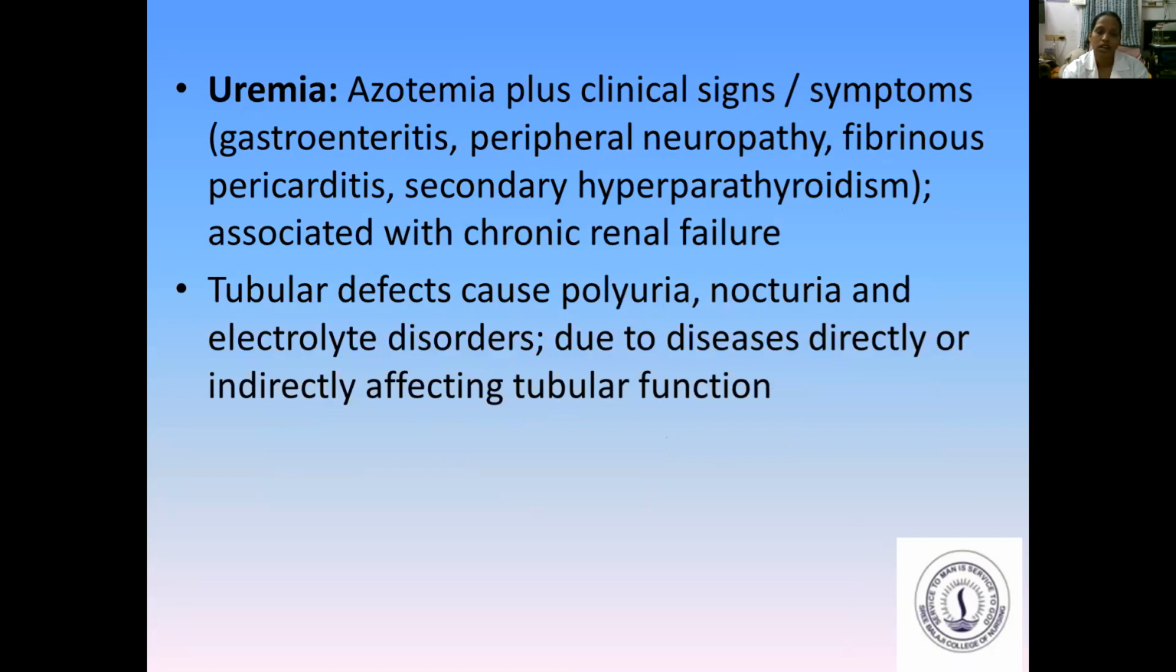Uremia. So azotemia plus clinical signs and symptoms, that is gastroenteritis, peripheral neuropathy, fibrinous pericarditis, secondary hyperparathyroidism, which are associated with chronic renal failure, that is termed as uremia. Tubular defects cause polyuria, nocturia. Polyuria is excess amount of urination. Nocturia is nighttime urination. And electrolyte disorders due to diseases directly or indirectly affecting the tubular function.